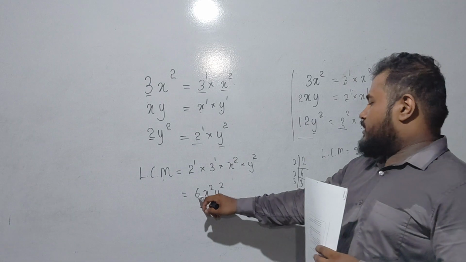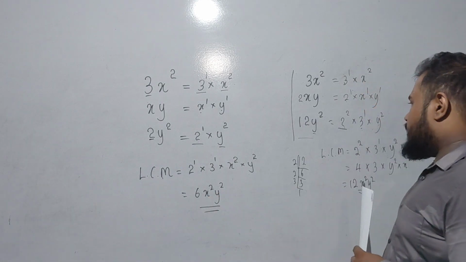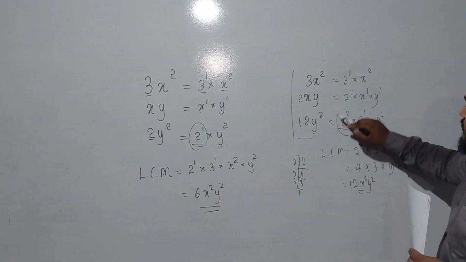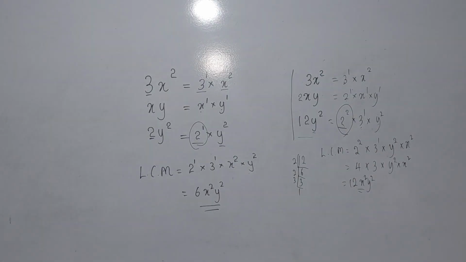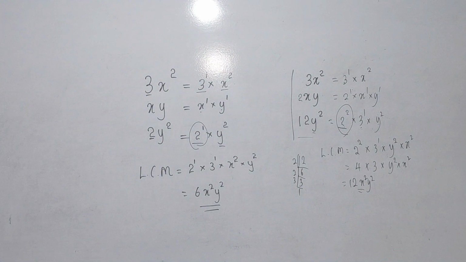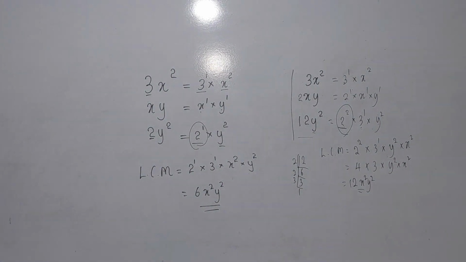Here it's 6x squared y squared. Why is that? Because there was only 2 to the power 1, there was 2 to the power 2. Next question.